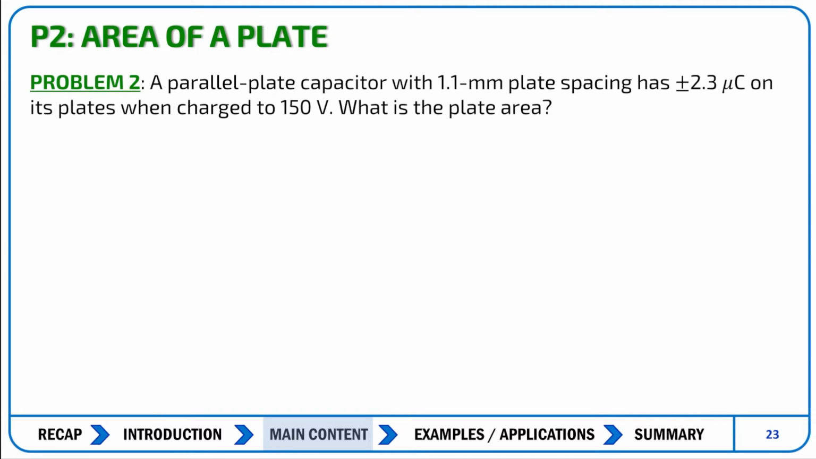In problem 2, we're taking a look at the area of a plate. A parallel plate capacitor has a 1.1 millimeter plate spacing, and it has plus or minus 2.3 microcoulombs on its plates when charged to 150 volts. What is the area of the plate? Once again, write down your known values, find the proper equation to use, and then solve.